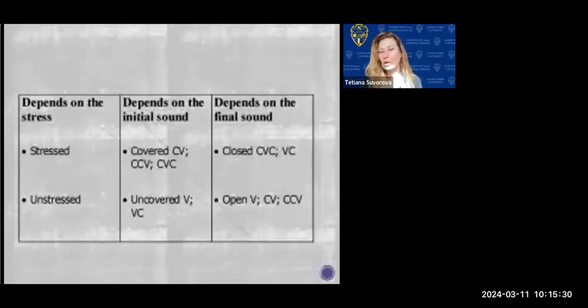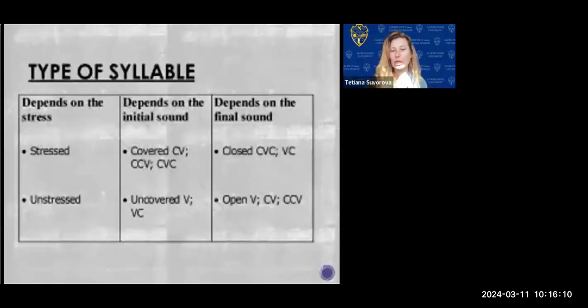It depends on the syllable being covered, closed, or open. Closed is when we have a consonant at the end; uncovered is when we have just a vowel, or an absence of consonant before the vowel; open is when we have just a vowel, or consonant and vowel, because at the end we don't have any consonant. Due to these formulas, we can also describe different syllables. It is a larger unit than just phonemes.